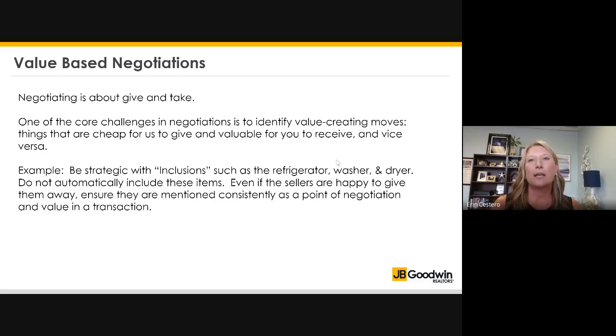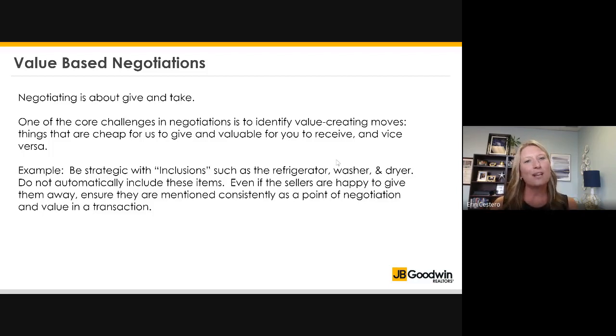Negotiating is all about a give and take. We're reiterating this over and over again. One of the core challenges in negotiating is to identify value-creating moves, things that are cheap for us to give and valuable for you to receive, and vice versa. So the refrigerator, if you know from the beginning that your clients don't want to have to move it, that pool table, hold on to that pool table. Your sellers don't want to move it anyway.